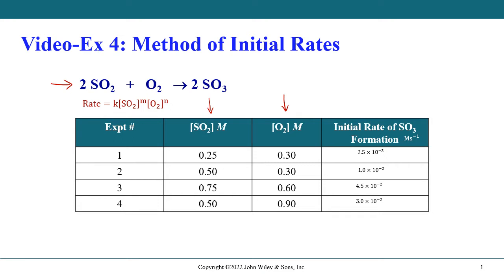Let's have a look and see where SO2 is constant. Well, it's on experiments 2 and 4. All right. And similarly, if I choose another color pen, where is the oxygen concentration constant? It's experiments 1 and 2. All right, so let's do experiments 1 and 2 first so that we can determine the value of m.